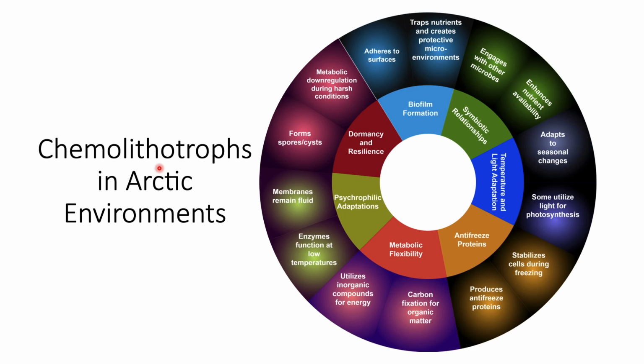Here we are looking at the chemolithotrophs in the Arctic environment. We will start with the relationships they have between different species and what processes they are involved in. The first one is the symbiotic relationship, that is how two species coexist together. One microbe engages with another microbe, and they also enhance nutrient availability. So it is like I supply to you, you supply to me. There is a mutual exchange or symbiotic relationship between various chemolithotrophs.